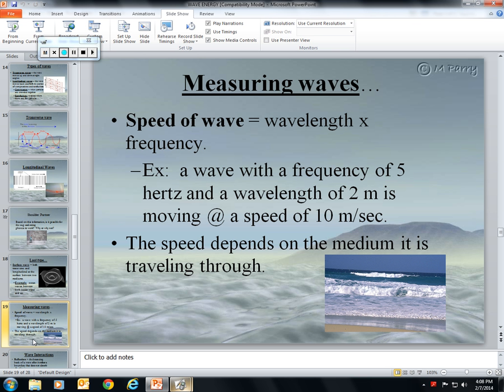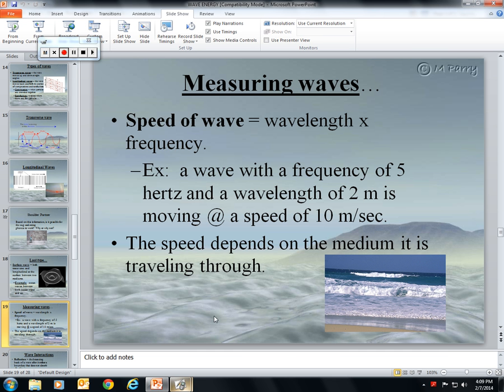All right, the speed of a wave is the wavelength multiplied by the frequency. So how big is it multiplied by how fast it's moving? It says a wave with a frequency of 5 hertz and a wavelength of 2 meters is moving 10 meters per second. All I have to do is multiply the 2 numbers given.